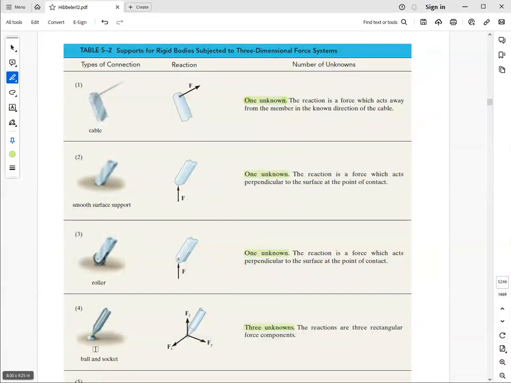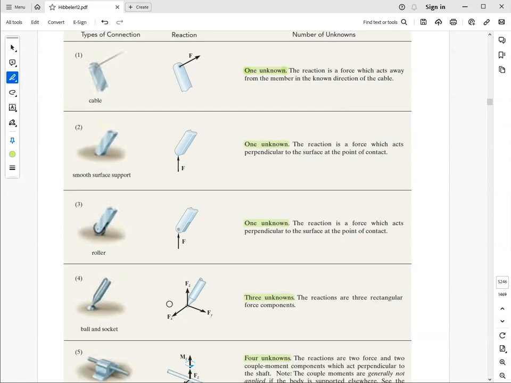And then a ball joint, ball and socket joint. Here all 3 rotations are permitted, but none of the translation. So we have 3 reaction forces, 3 unknowns that are introduced when removing or releasing a body from a ball and socket joint.